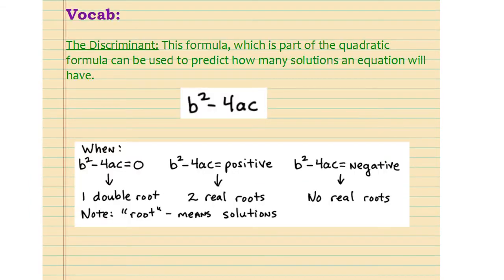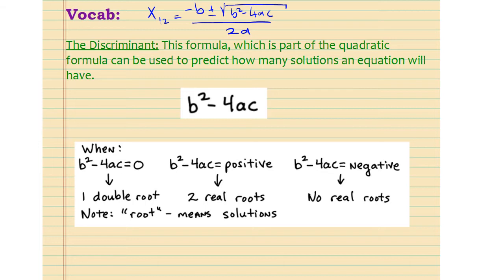The quadratic formula has two components. Let me rewrite the quadratic formula over here. It was x, 1 and 2, negative b, plus or minus square root of b squared minus 4ac all over 2a.